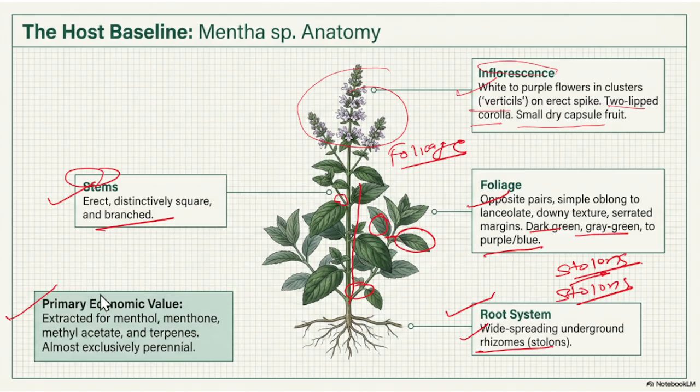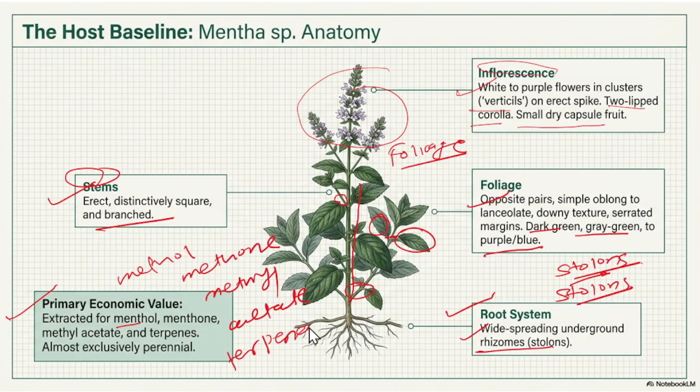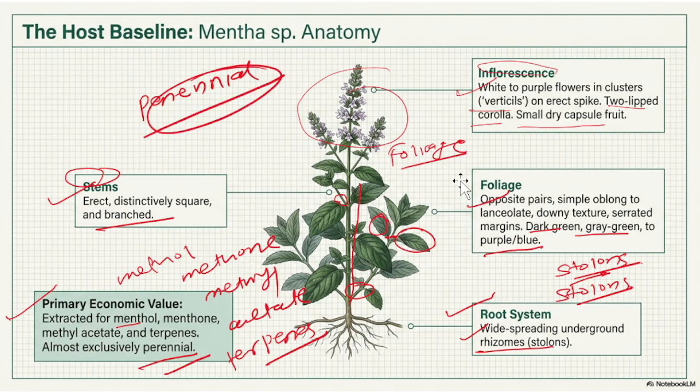The primary economic value is expected from menthol, the production of menthol. Then menthone. Third one is methyl acetate, terpenes, and this plant is perennial in nature. That means its life cycle is more than 2 to 3 years. So that plant is called a perennial plant.